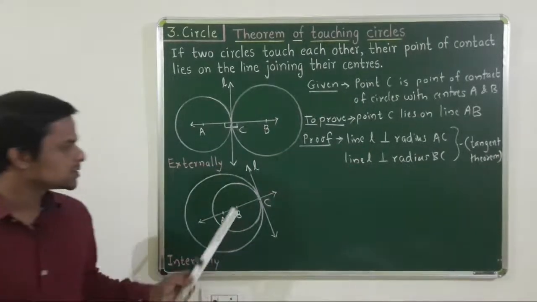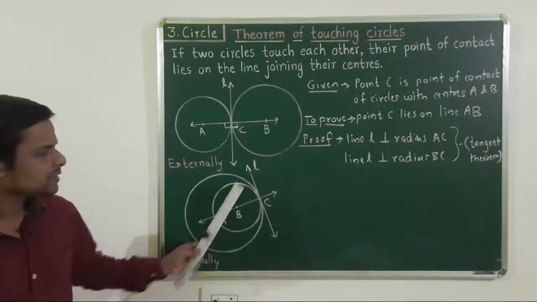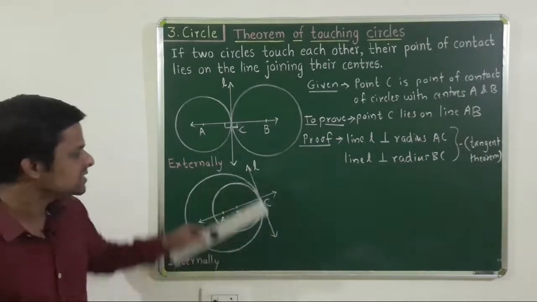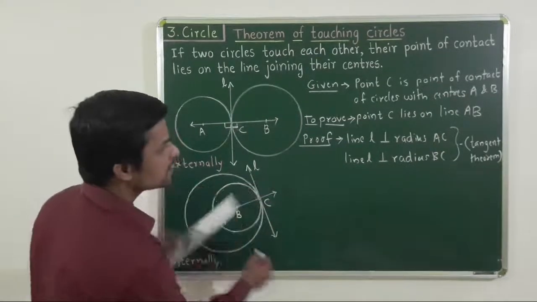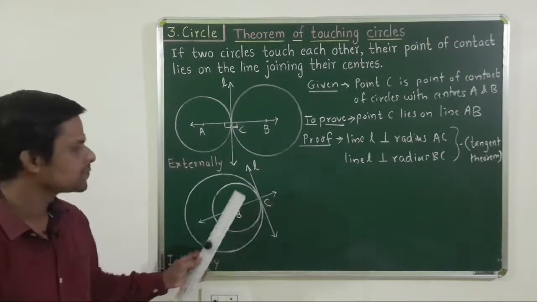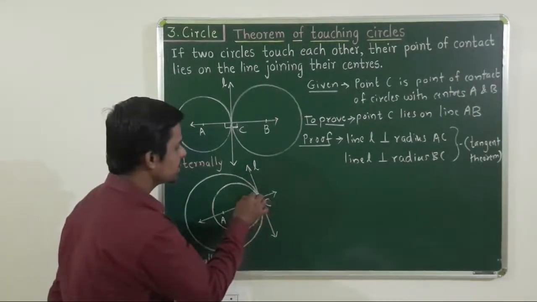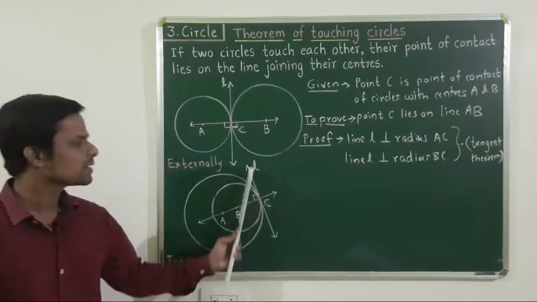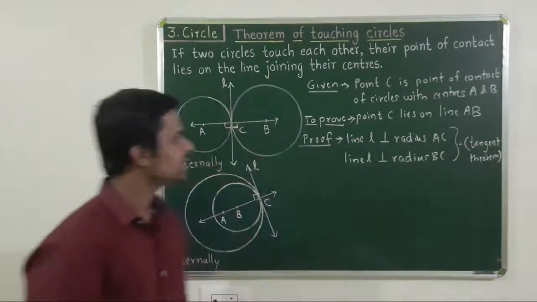Now for this diagram also, line L is tangent to the circle with center A. Therefore line L is perpendicular to radius AC. Similarly, for the smaller circle with center B, line L is tangent to the circle. Therefore, line L is perpendicular to radius BC. Both have the same reason, that is the tangent theorem.